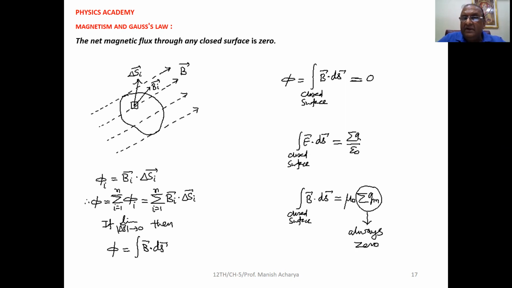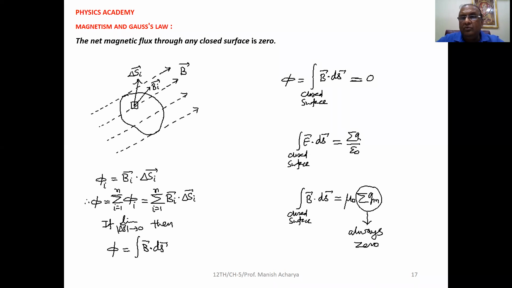magnetic charges. But see here, as per Gauss's law, this magnetic flux through any closed surface, that is 0. So here, if we take this flux that is equal to 0, means mu 0 sigma qm, that is equal to 0. Mu 0 is not equal to 0. It implies that this sigma qm, that is the net magnetic charge enclosed by the Gaussian surface, that is equal to 0. So what this suggests? This suggests this thing, monopole does not exist in the nature.